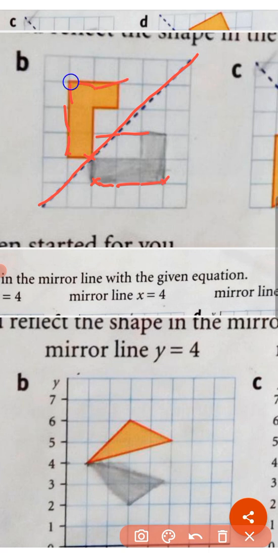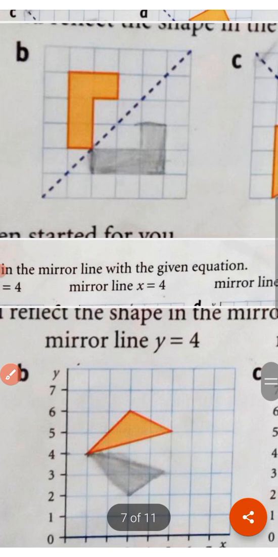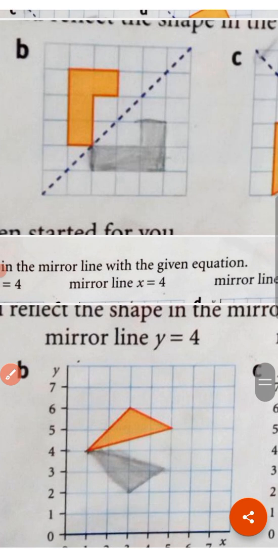From here 1, 2, 1, 2. Then from here 1 unit, 1 unit. Now you join these points using your ruler. Use pencil, children. Similarly, you can do question number C and D. That is homework for you.